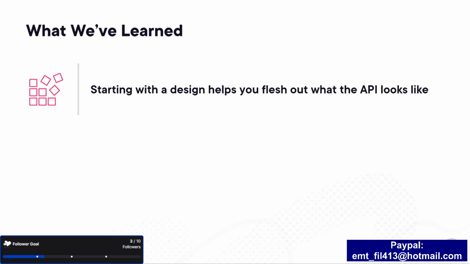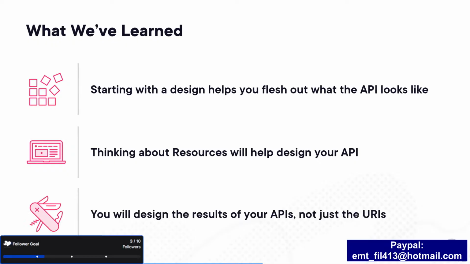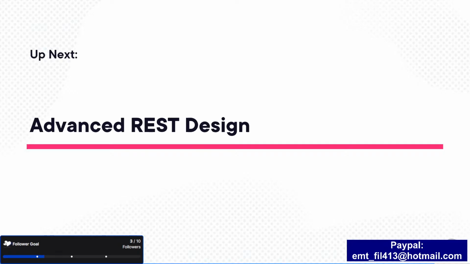So what have we learned? I've shown you that designing these APIs allows you to plan ahead for what the API looks like, not just run to your code and start coding and hope you're going to make those right decisions. Hopefully, I've convinced you that you should think about resources as your endpoints, not just queries to some data store. And that in designing an API, you're designing more than just the URI, you're designing the results of it, the format it can support, the content that you're returning to help your users do things in the most feasible way. Up next, let's talk about more advanced REST design.